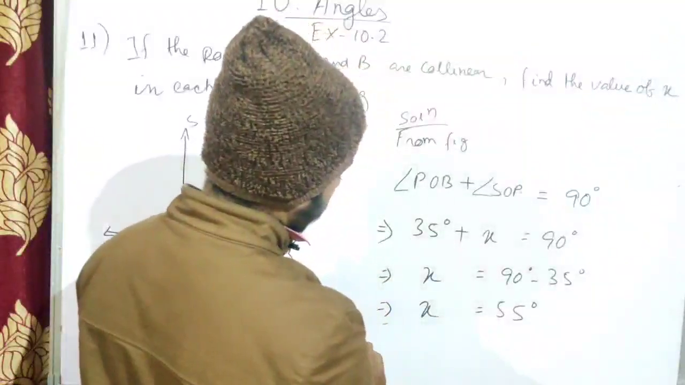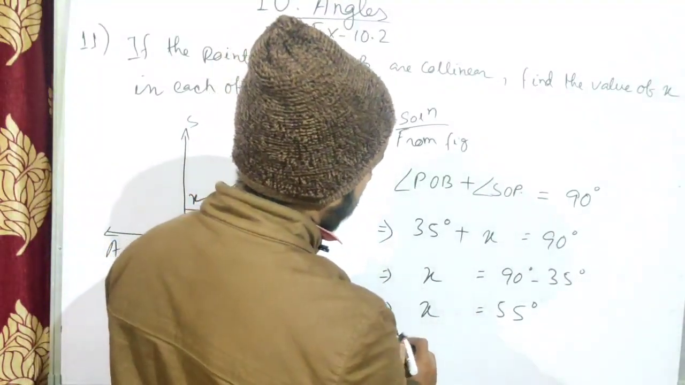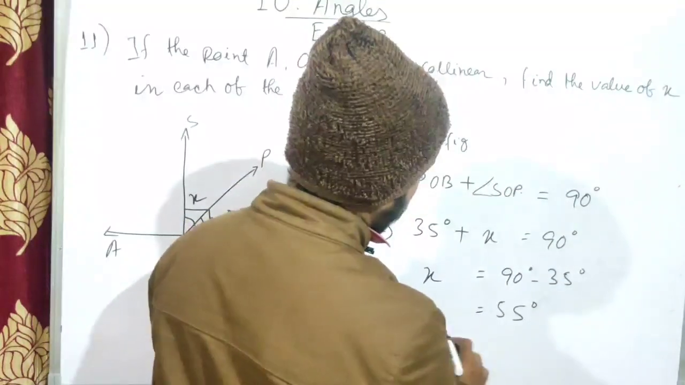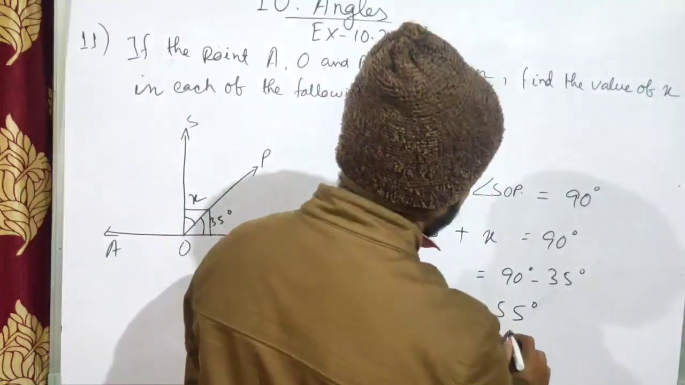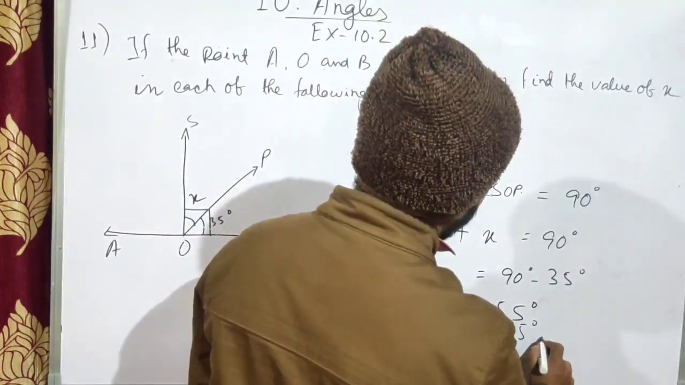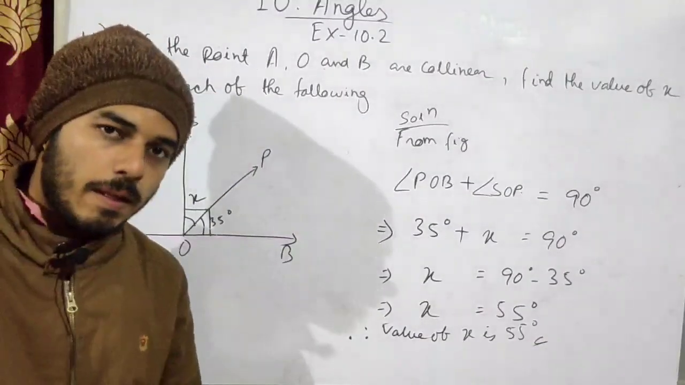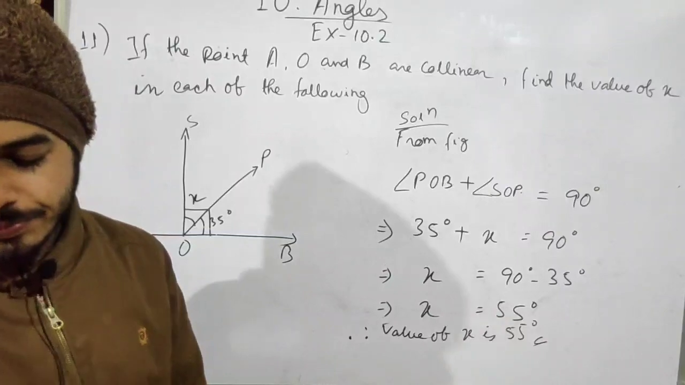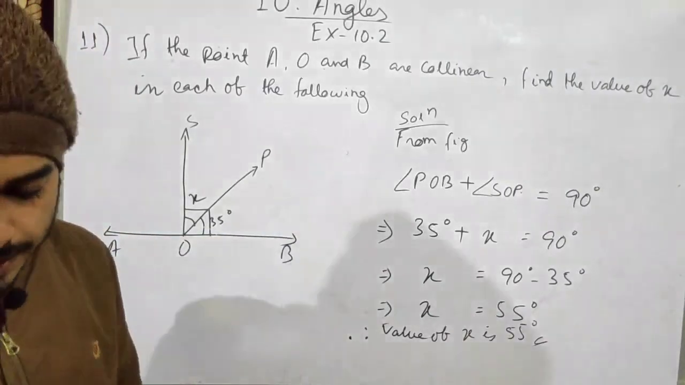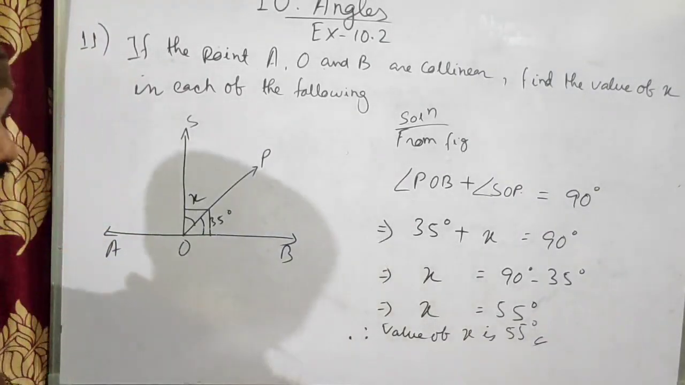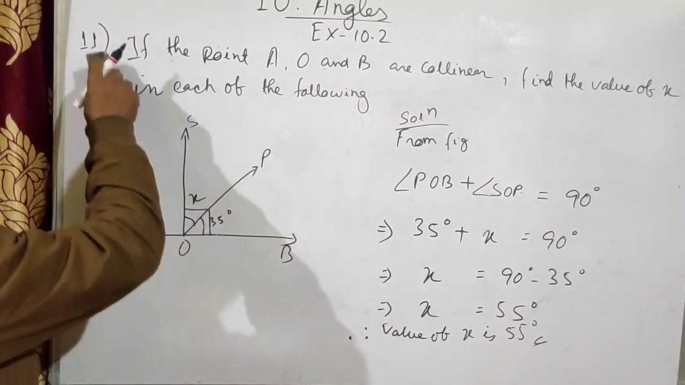So now you can write therefore value of x is 55 degree. Clear? Value of x is 55 degree. Let us move to the 12th question, the last question of the chapter. Clear?